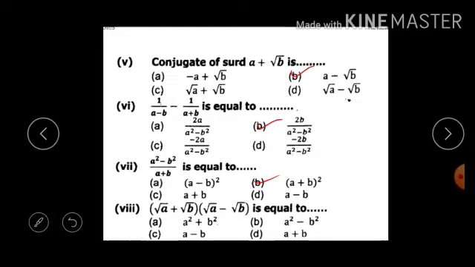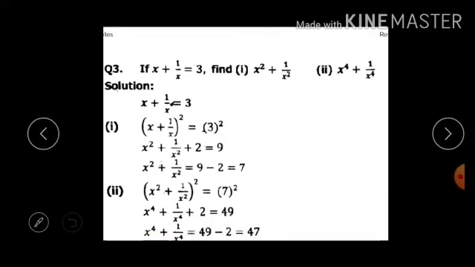Part 8. Square root of A plus square root of B multiplied by square root of A minus square root of B is equal to option A, A square plus B square. Option B, A square minus B square. Option C, A minus B. Option D, A plus B. So the answer is C, A minus B.